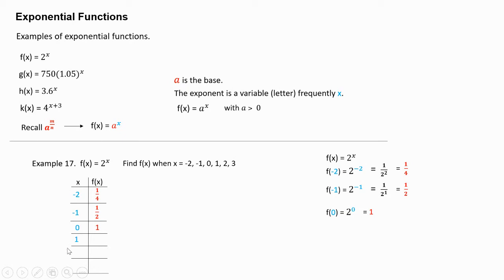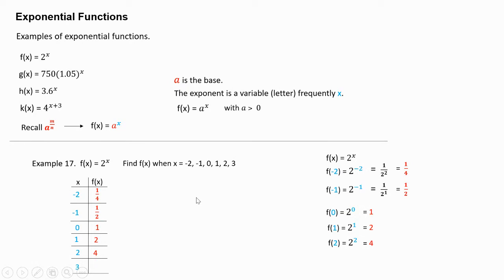Now let's evaluate when x equals 1. We're going to plug in the 1 where the x is, where the exponent is. So 2 to the first power will just give us 2. So when x is 1, y is 2. Now let's try 2 for x. Let's evaluate f of 2, which means that I'm going to plug in 2 for the x. So we've got 2 squared, which will give us 4. So when x is 2, y is 4.